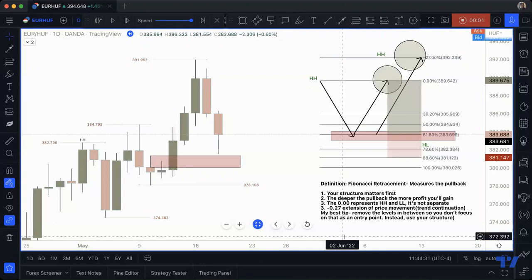If you use Fibonacci's but you've been confused about what they mean and how to use them, in this video I'm going to be giving you guys a quick breakdown of what a Fibonacci retracement means and how you can use it for your next set of trades.